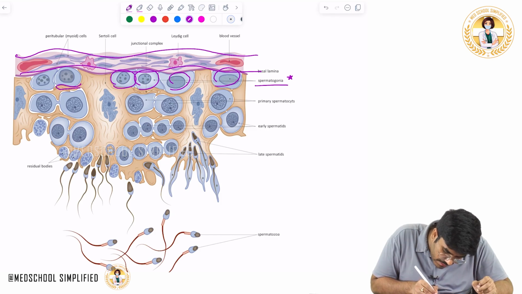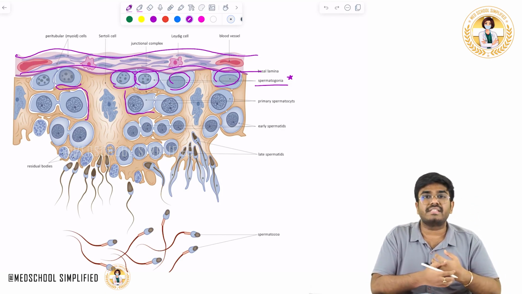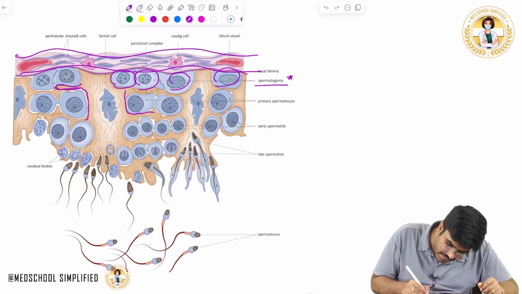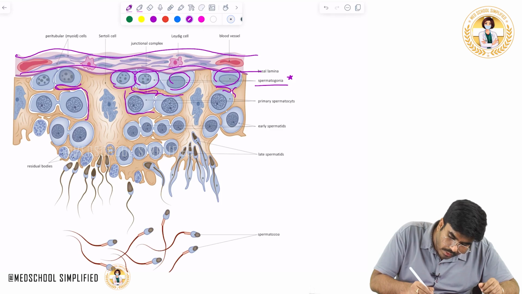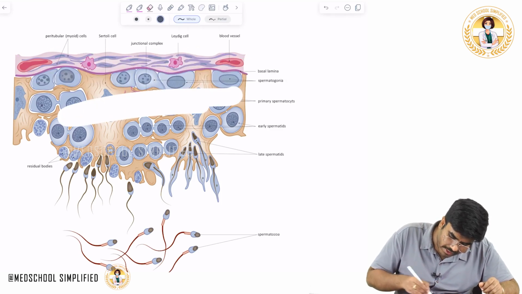See here, what is this? This is one Sertoli cell, with these extensions. With these extensions, what is it forming? It is forming two compartments. So let me highlight the two compartments here for you.